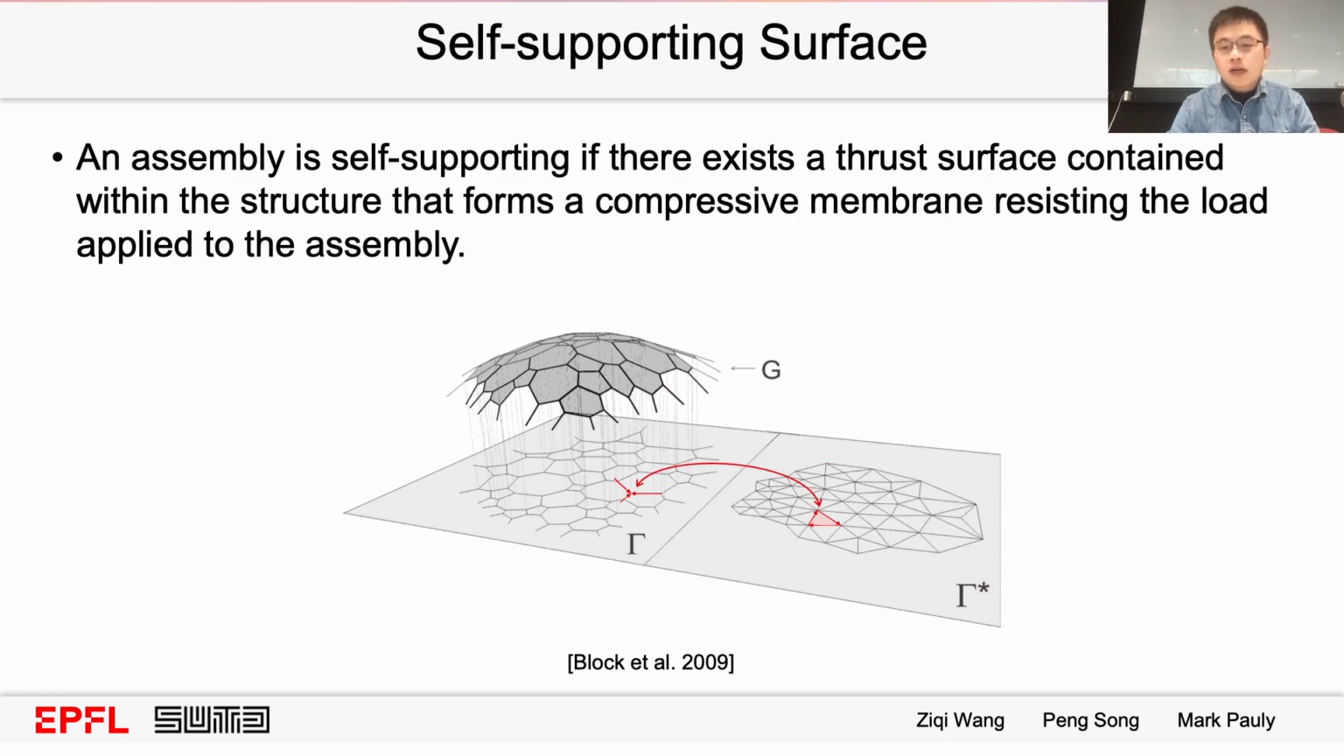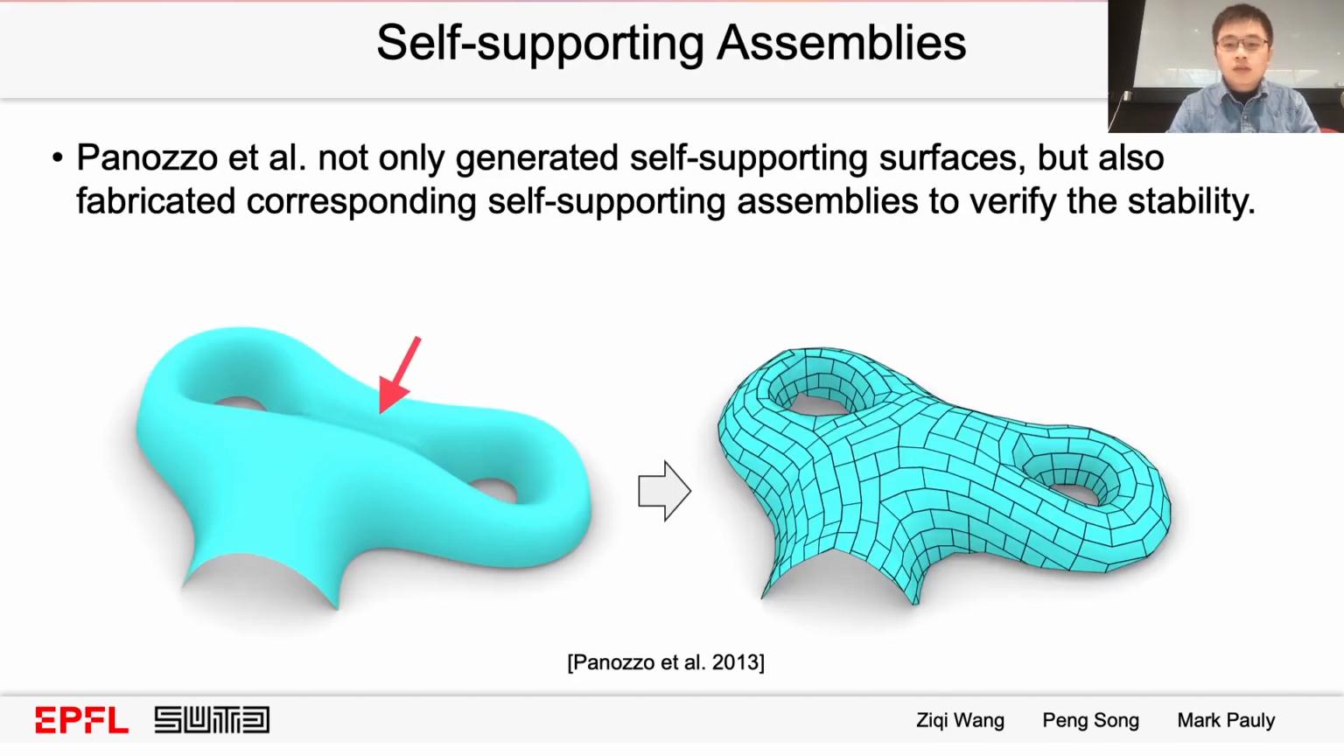Suppose that the parts' gravity loads are evenly distributed on each edge of the graph tau. A self-supporting surface is found by adding the dual graph tau star such that every polygon in that graph is closed. In addition to generating self-supporting surfaces, Panozzo and their colleagues also optimized the surface tessellation to avoid the resulting blocks from sliding. Note that a local geometric feature in the target shape is deformed to make the surface self-supporting.